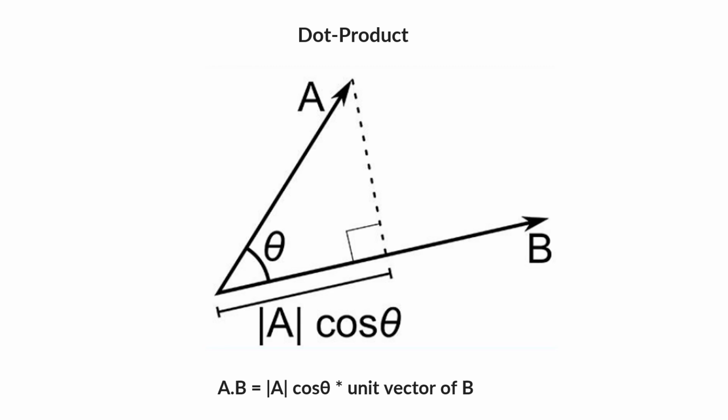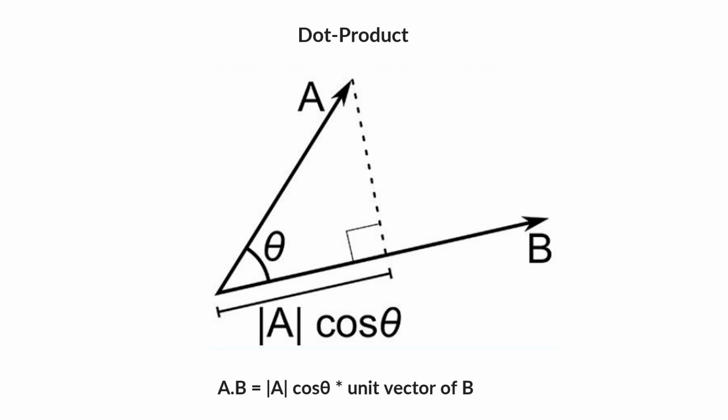Now let's see what the dot product is. The dot product can be defined as the projection of one vector along another, multiplied by the magnitude of the other vector. Here A and B are two vectors. To find the dot product between these two vectors we first find the magnitude of both the vectors, and to find magnitude we use the Pythagorean theorem or the distance formula. After finding the magnitude we simply multiply it with the cosine of the angle between both the vectors.